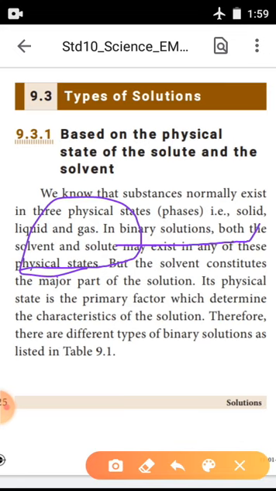Okay, so a binary solution exists in any one of the states of matter. For example, we have one binary solution. This solution exists in solid state or liquid state or gaseous state.